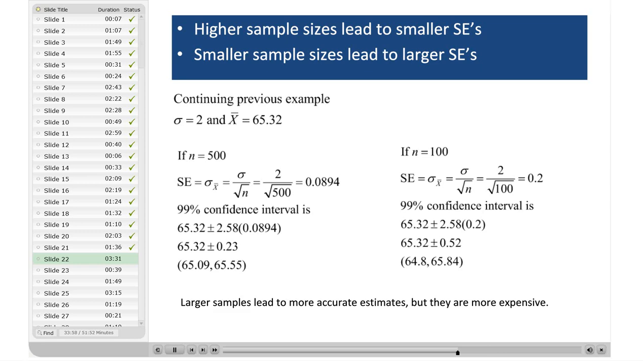So to make a long story short, you're going to want higher sample sizes because they're going to lead to smaller standard errors and in turn smaller margins of error. But the problem is larger samples are more expensive. So you always have to give up something. You're either going to have to give up resources to get a larger sample size, or you're going to have to settle for a small sample size, which is going to make your estimates less accurate.